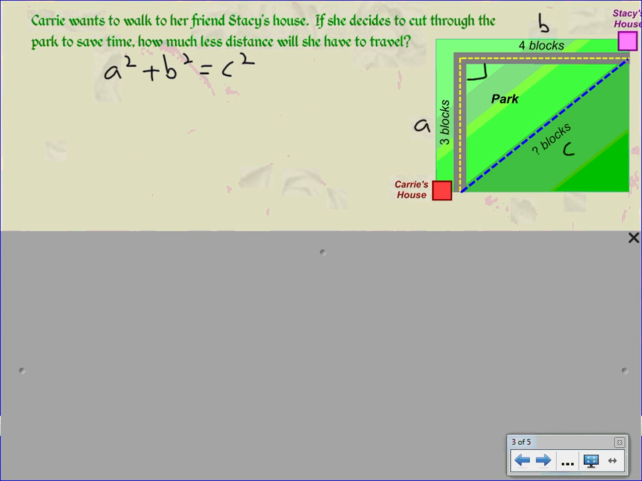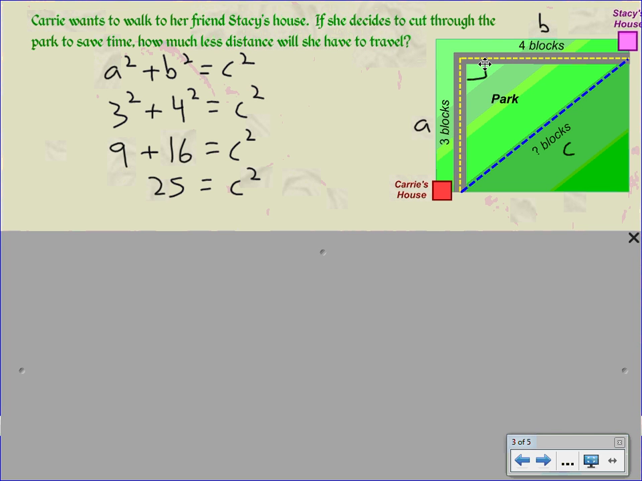So I'm going to plug these in. A squared is 3 squared. And I'm going to add to that, of course, B squared, which is 4 squared. And I want to set that equal to C squared. And now I want to solve this equation for C. So 3 squared is going to give us 9. 4 squared is going to give us 16. And that equals C squared. I can add these two together now. 9 plus 16 is 25. And that equals C squared.